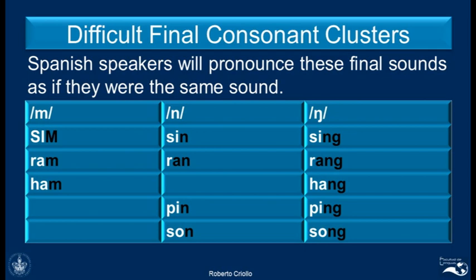versus sin, ran, pen, and son. But then we have sing, rang, hang, peng, and sung. So when we pronounce them, the difference between sim, sin, and sing will be clear, or should be clear, in our speech.